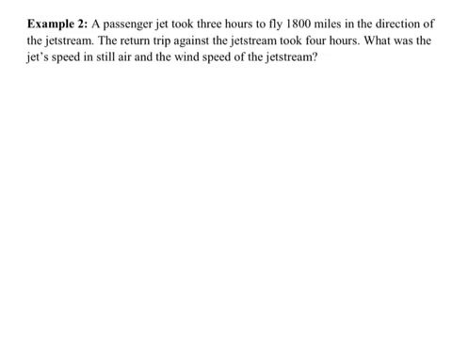So a passenger jet took 3 hours to fly 1,800 miles in the direction of the jet stream. So already we have some vocab going on here. Then it says the return trip against the jet stream took 4 hours. So 3 hours there, 4 hours back. On the way there, you were with the jet stream. On the way back, you were against the jet stream. What was this jet's speed in still air and the wind speed of the jet stream?